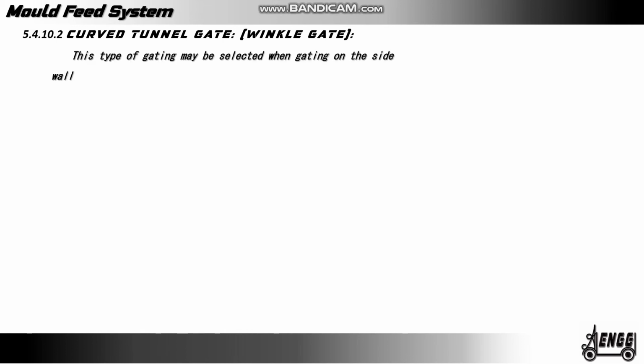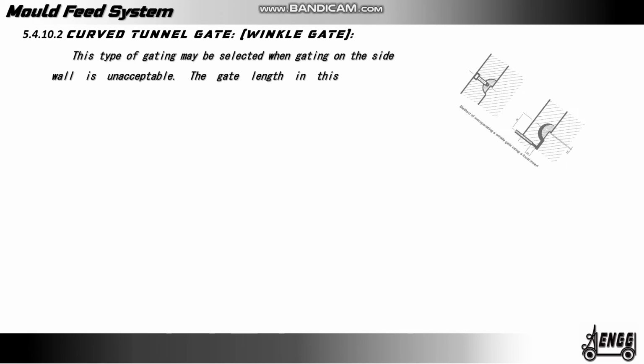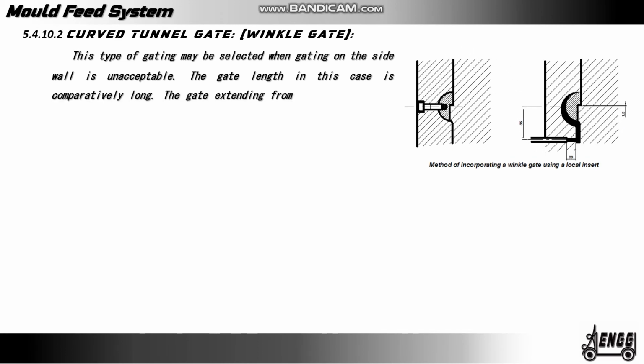Curved tunnel gate or winkle gate. This type of gating may be selected when gating on the sidewall is unacceptable. The gate length in this case is comparatively long. The gate extending from the runner should be progressively reduced to meet the impression.